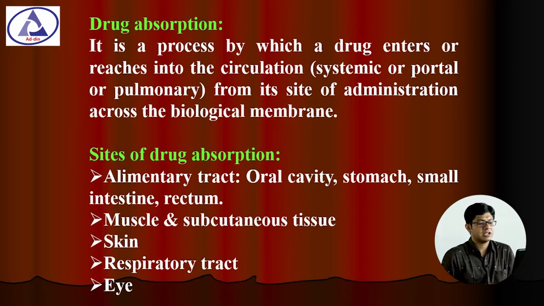Now come to the sites of drug absorption. Number 1, alimentary tract. From the alimentary tract, drug is absorbed from the oral cavity, stomach, small intestine and rectum. As most drugs are given by the oral route, the alimentary tract is the most common site of drug absorption. Other sites of drug absorption are muscles and subcutaneous tissue, skin, respiratory tract and eye.